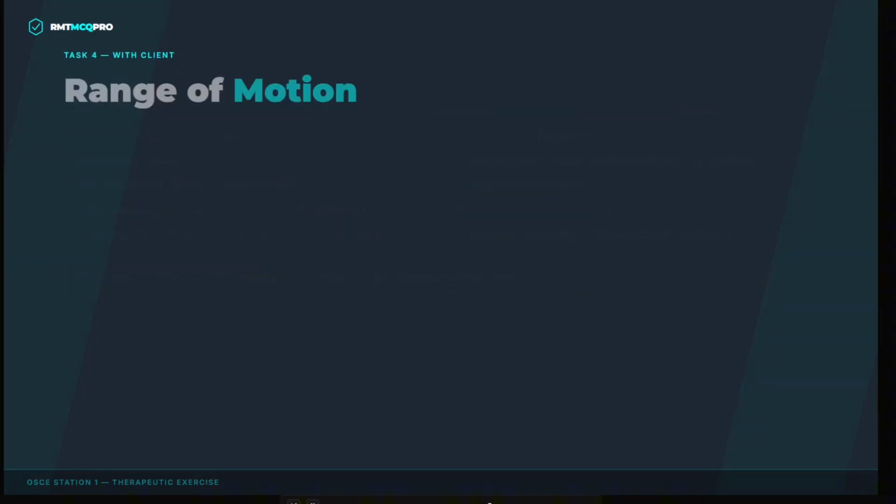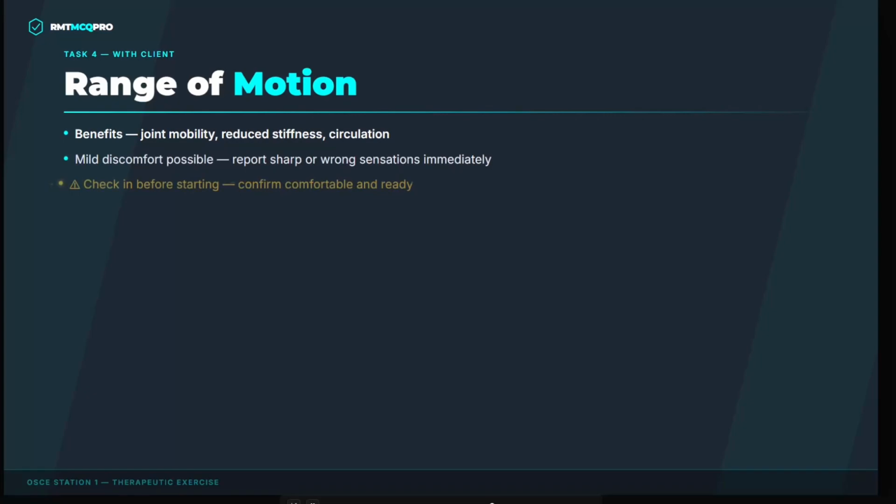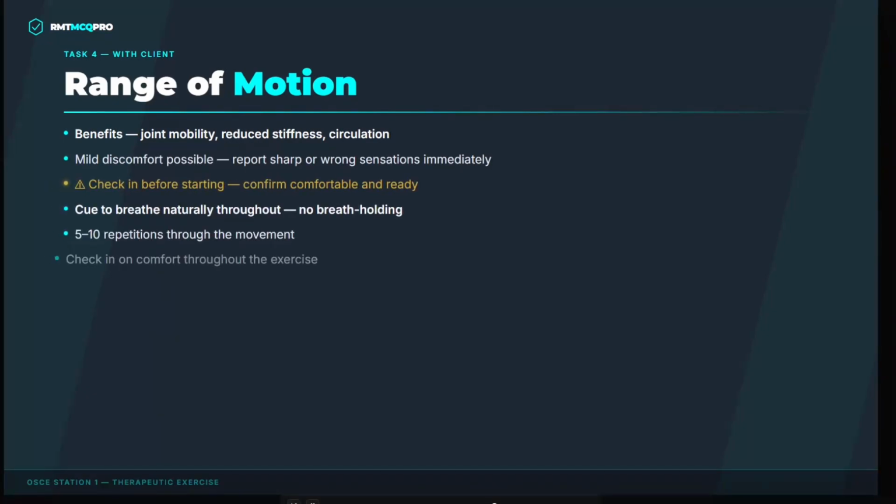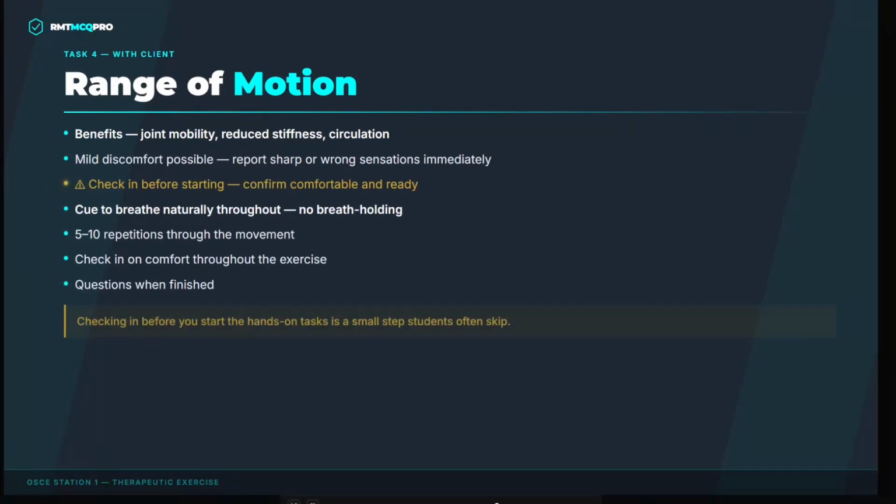The fourth task is a range of motion exercise. You want to be performing this with your clients. For the range of motion exercise, explain the general benefits: maintaining or improving joint mobility, reducing joint stiffness, promoting circulation. Mention the risks, like some mild discomfort during the movement is possible, and let them know that they should let you know and stop if there's any pain.